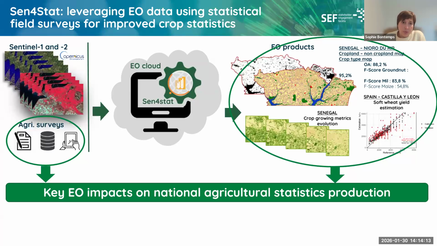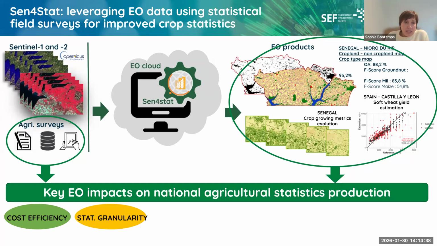And there are different ways to improve. The first one, which is probably the most impactful, is what we call cost efficiency. It means that if you integrate EO products with the surveys, you will increase the accuracy and precision of the estimates. You will lower the confidence interval associated with the estimation. EO data can also have an impact on the granularity of the statistics, meaning that there can be estimates over a smaller administrative level, and you also improve the timeliness, so you can get forecasts.